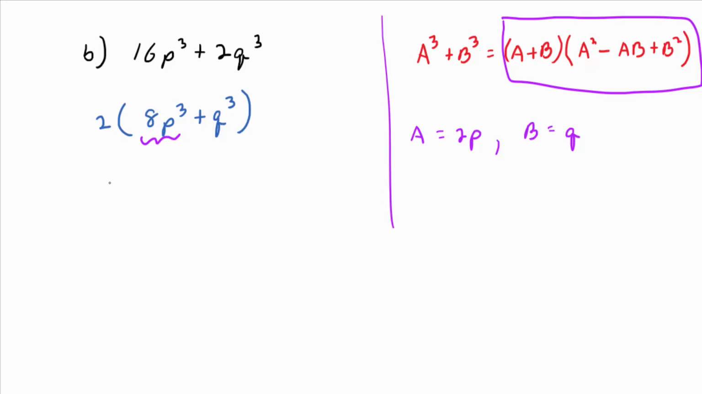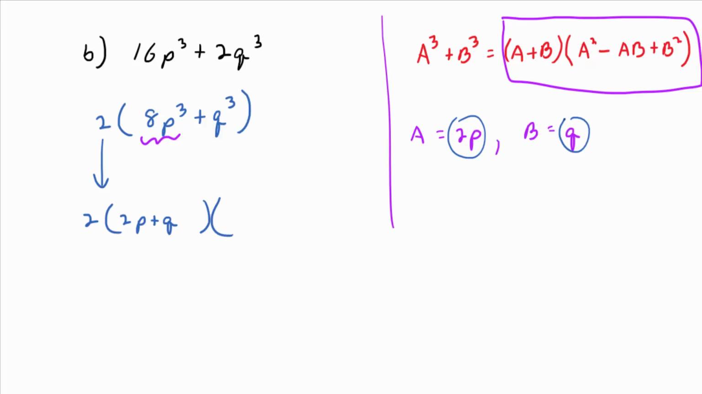What do you not want to forget, though? The 2, right? Okay, so what's the binomial term going to be? That's the a plus b. What's that going to be? 2p plus q. And then the trinomial term?